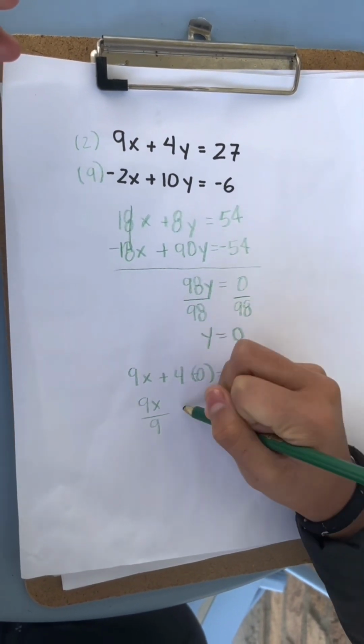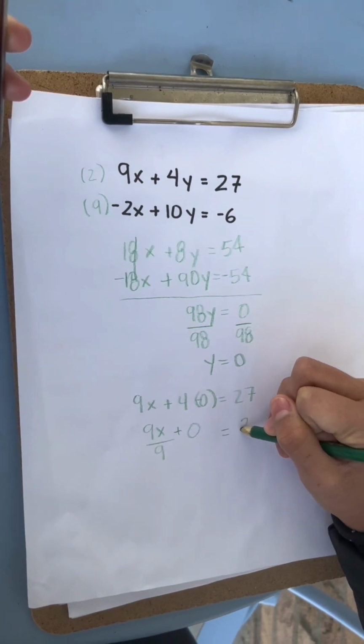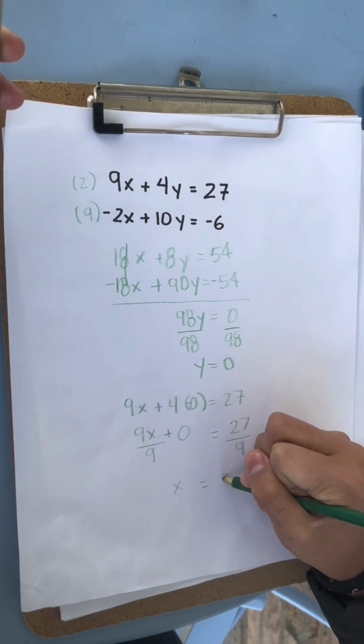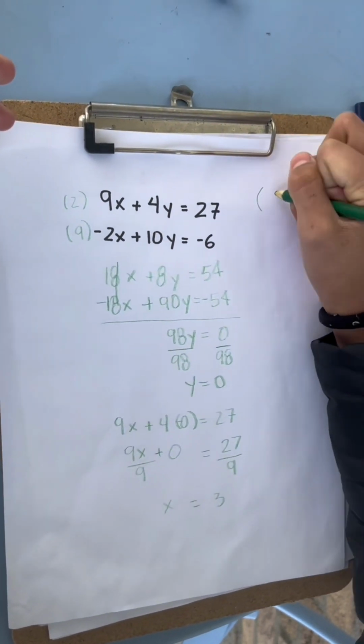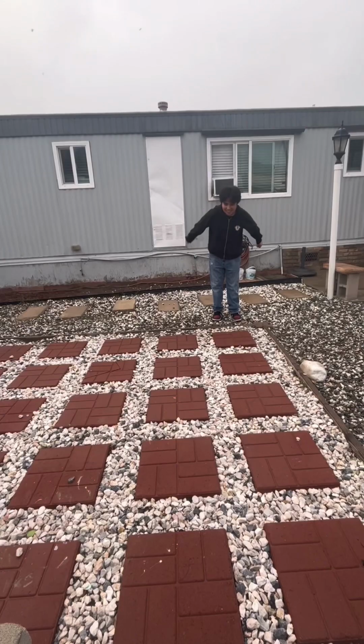9x equals 27, the opposite is dividing it. So then you have to divide the 27 by the 9, and then x equals 3 because 27 divided by 9 equals 3. So then you rewrite your equation, the x going first. So it would be 3, 0. Oh, she also got this one right.